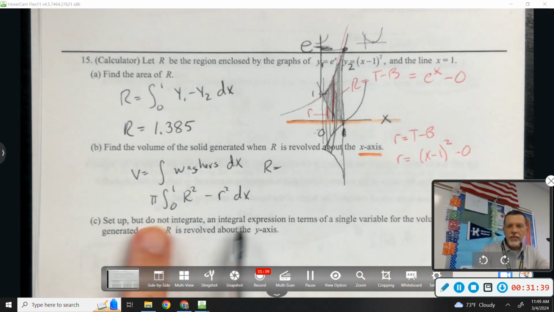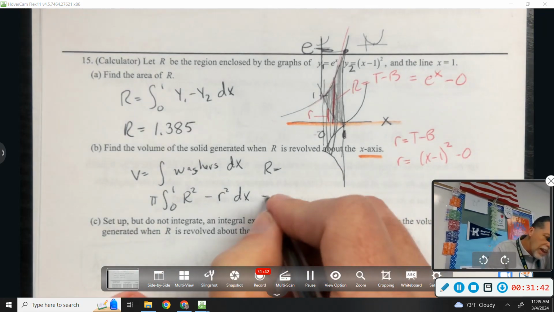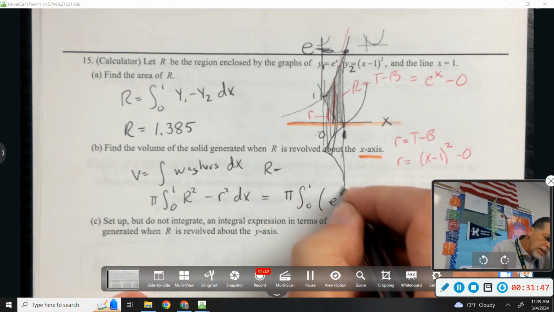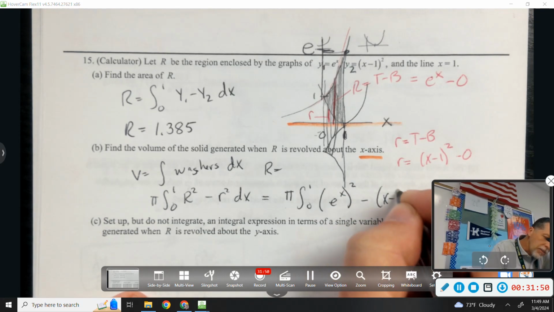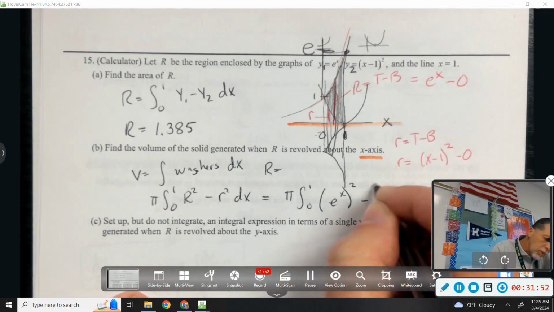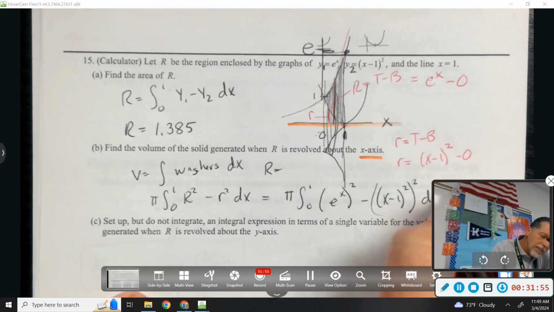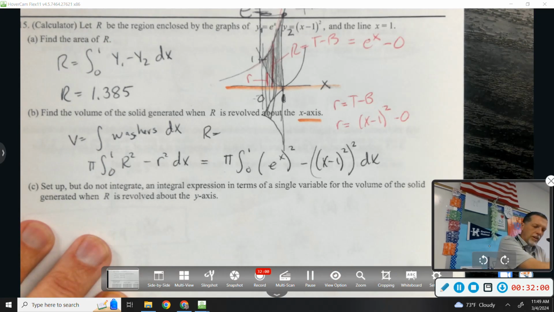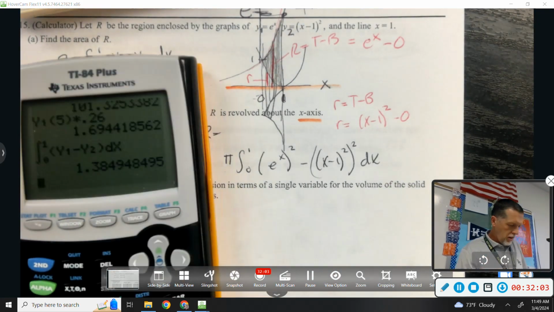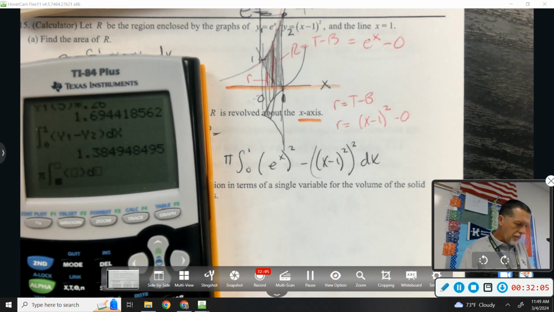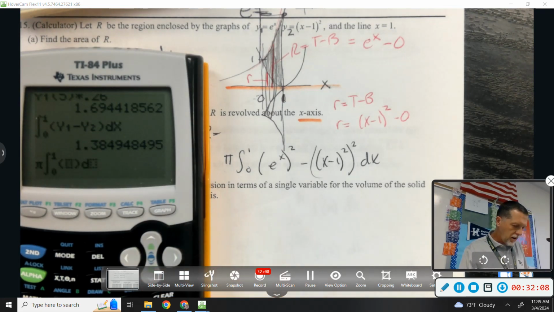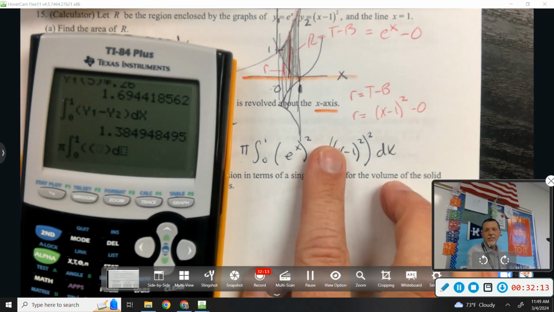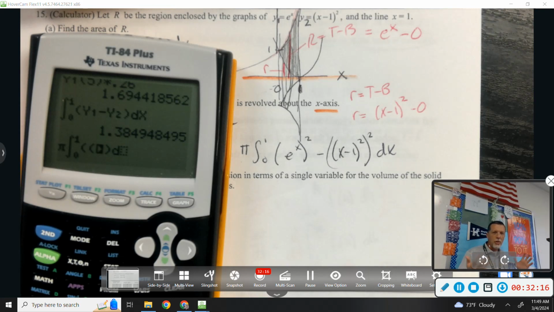So really that's enough to go to the calculator because I've explained everything. I would probably write it one more step here: pi times the integral of (e to the x) squared minus (x minus 1) squared dx. So let's be careful with the calculator here. Parentheses. Don't forget the pi. F9, 0 to 1. Or you could do algebra on your own. You could just say that's e to the 2x and save the trouble of where do the parentheses go?